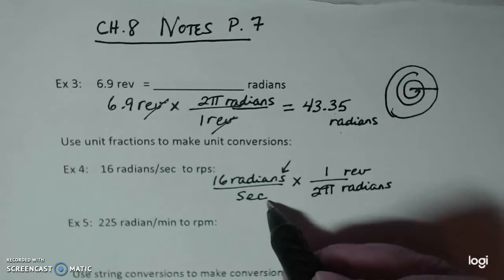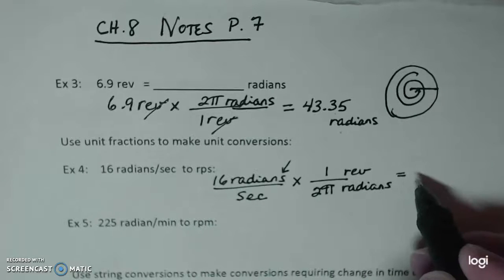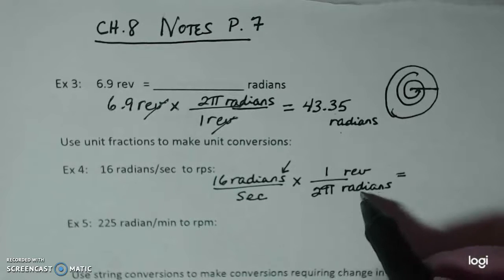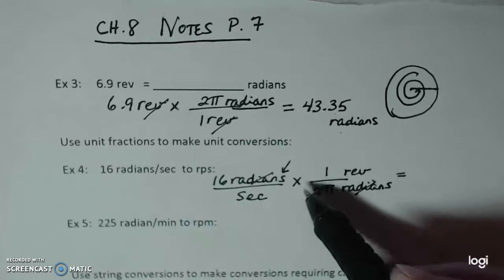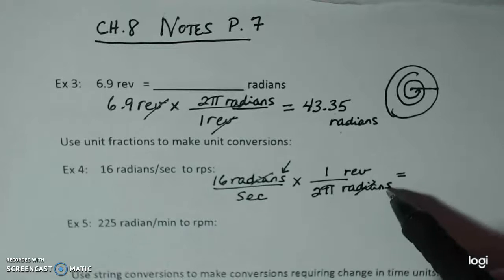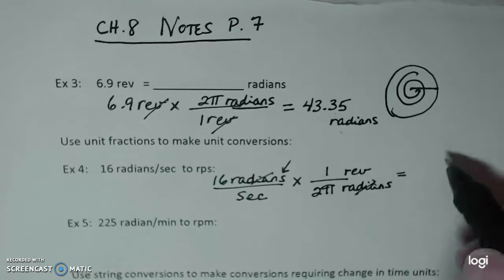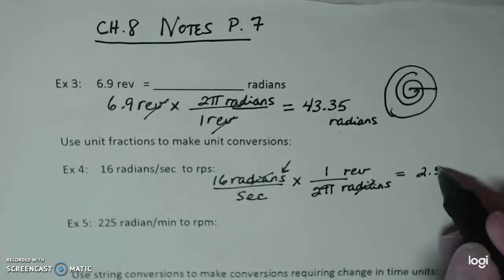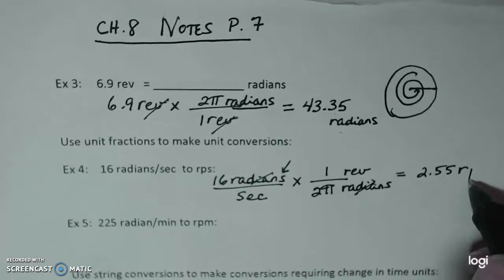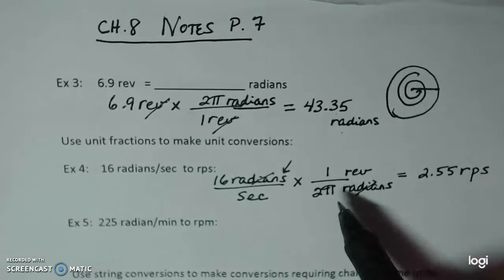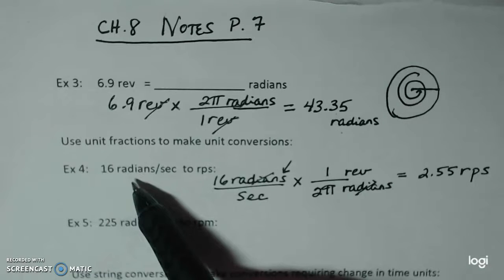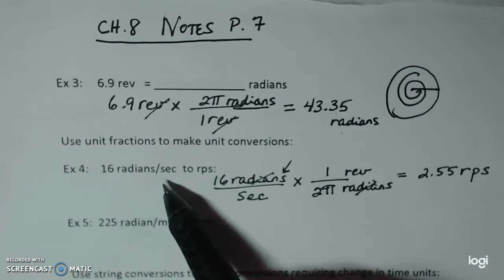And we're going to stay with seconds. It didn't ask us to change that. So it's simple math here. Our radians cancel. And by the way, radians are unitless. I always like to write them anyway, but they're different than other types of units. And that's a discussion for another day. So I got 2.55 revs per second is the same as going through 16 radians in a second.